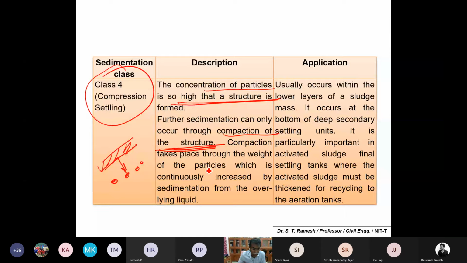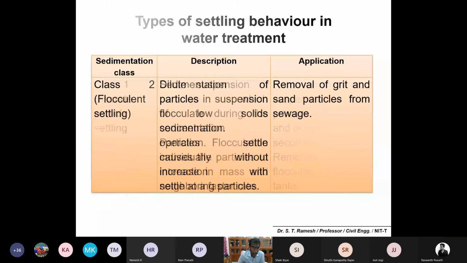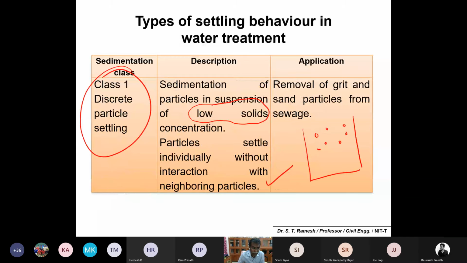So these are the four types of settling behavior. Number 1, discrete particle settling. Discrete particle, I already mentioned to you: the particle does not change its size or shape during the process of sedimentation. That you can simply call a discrete particle. Type 1 is called discrete particle settling. Type 2 is flocculent settling. Type 3 is zone settling, and type 4 is your compression settling. Is it okay?